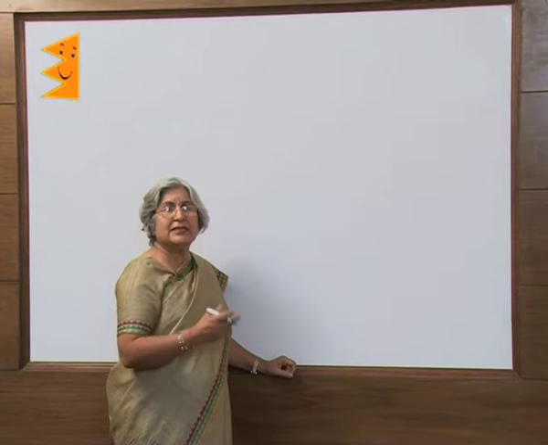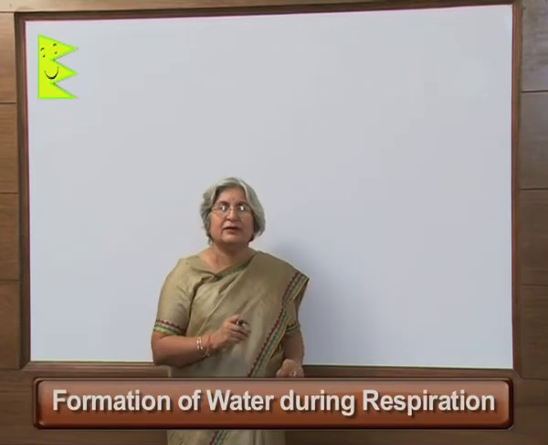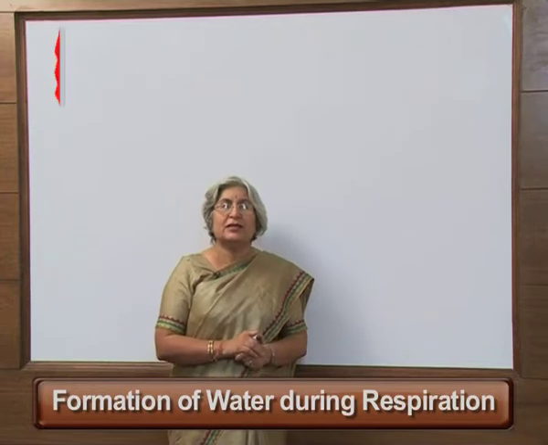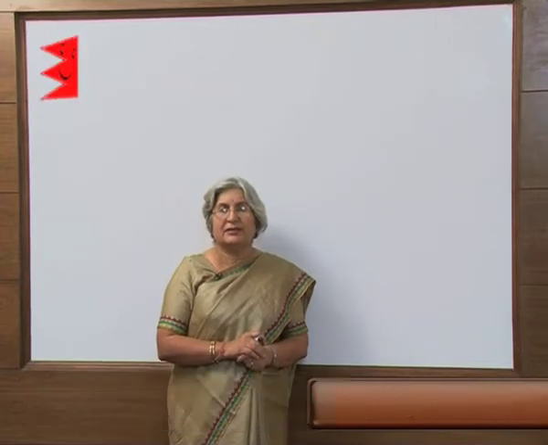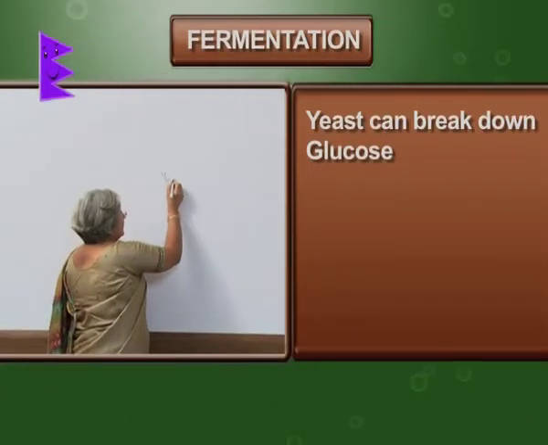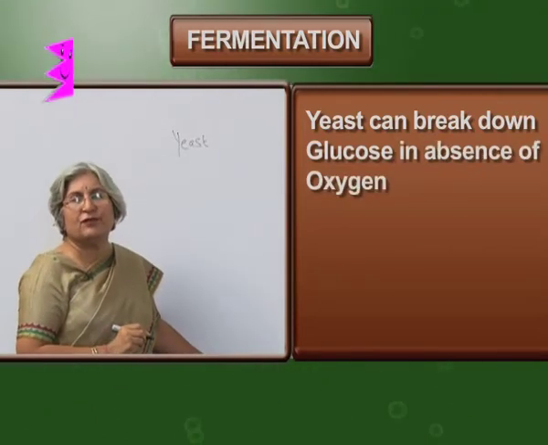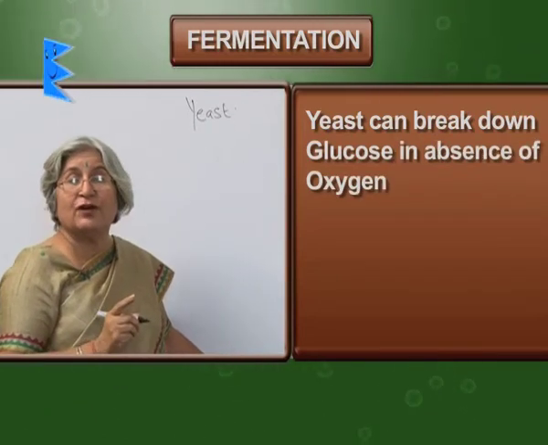And now the second compound, water. But interestingly enough, the breakdown of glucose is not always complete. There are some microbes like yeast. They can break down glucose even in the absence of oxygen. But what is the fallout?